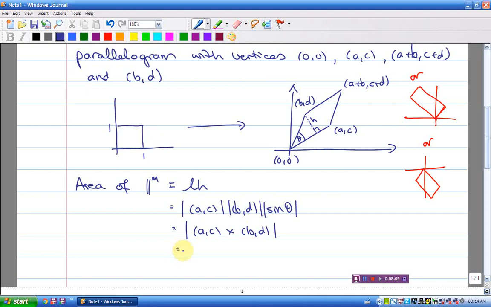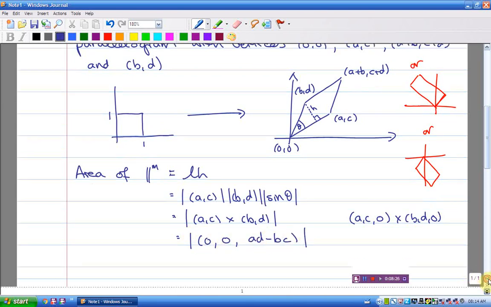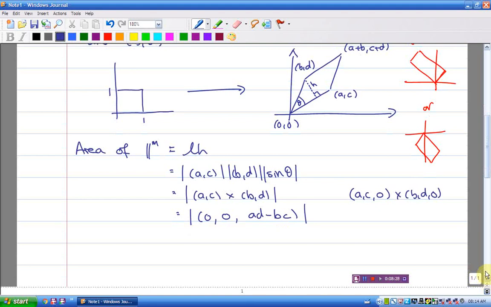Okay? And then you can actually work out that cross product, because we've got vector AC, 0, cross with BD, 0. So you can do a little crisscross and work out the result, and you get that. That is the cross product. You can work it out at the side of your page if you want. And the modulus of that vector is just AD minus BC, which is the modulus of the determinant of A.